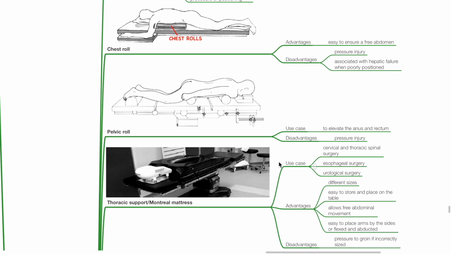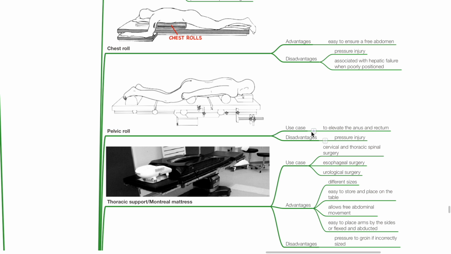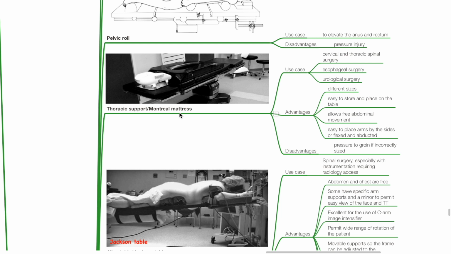Pelvic roll. Use case: to elevate the anus and rectum. Disadvantage: pressure injury. Thoracic support or Montreal mattress. Use case: cervical and thoracic spinal surgery, esophageal surgery, and urological surgery. Advantages: they come in different sizes. They are easy to store and place on the table. They allow free abdominal movement, and it is easy to place the arms by the sides or flexed and abducted. Disadvantages: pressure to the groin may occur if incorrectly sized.